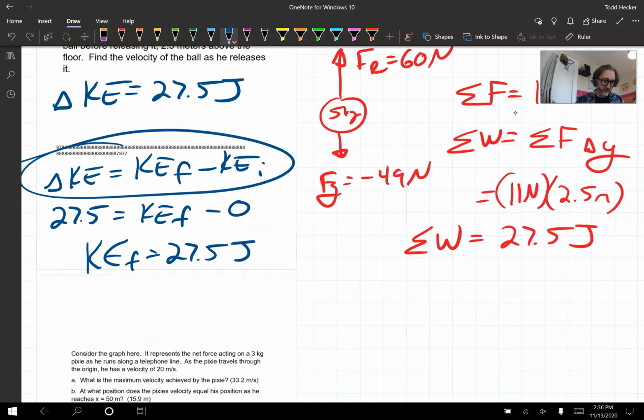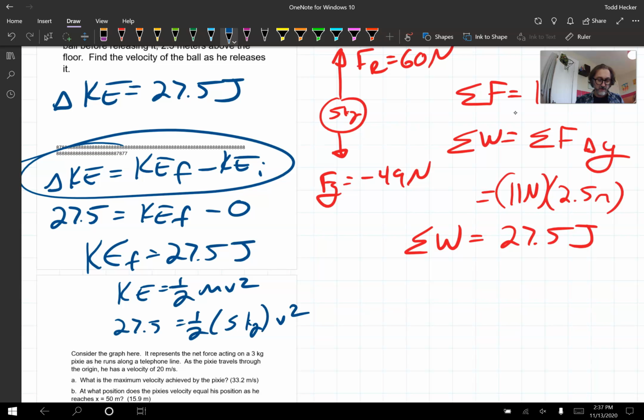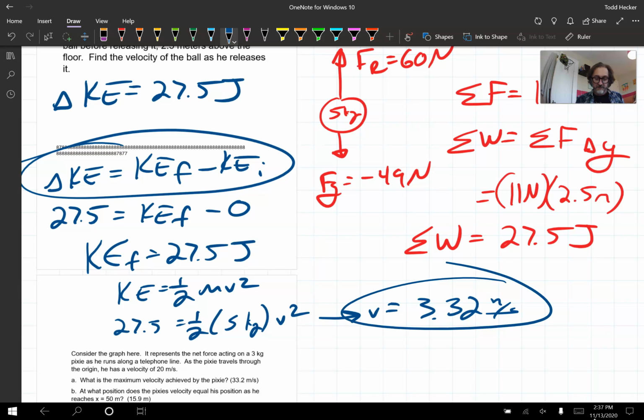And I happen to know that KE is 1/2 mv squared. So 27.5 is half of the mass of the ball times v squared. And solve for your velocity and you get 3.32 meters per second. Okay?